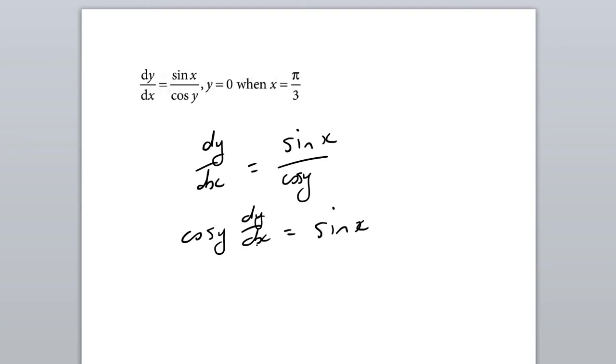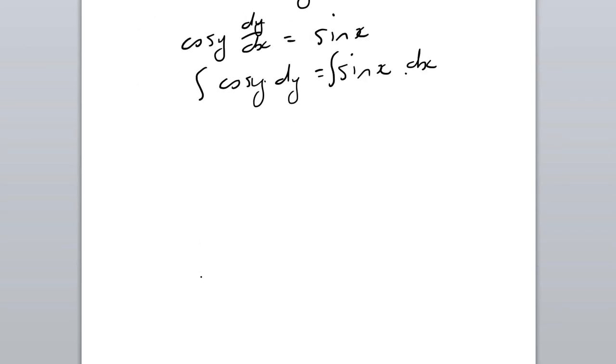I notice that this is division by dx, so now I say cosine y dy is equal to sine of x dx if I multiply with the dx on both sides. And now I have cosine y dy is equal to sine x dx. What I can do is I can integrate both sides. But now I notice on the left hand side I am integrating in terms of dy, and the right hand side I am integrating in terms of dx.